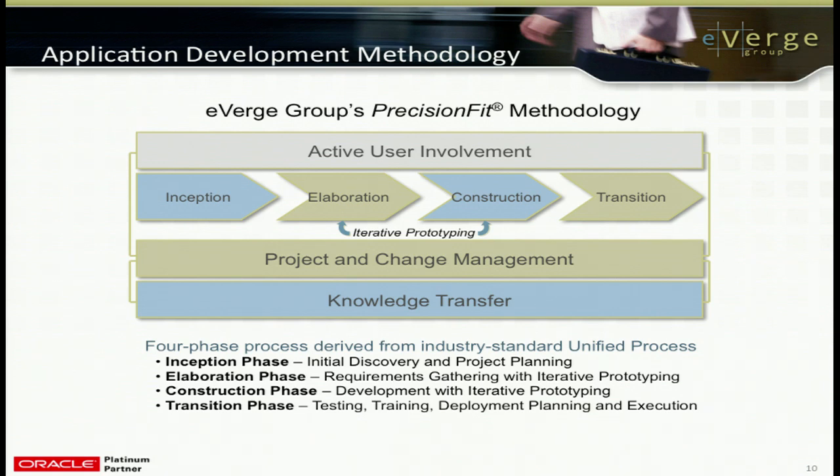Now, there's several key principles that you'll see throughout, and we're going to speak throughout the rest of the presentation. One is active user involvement. We've got to get users from all business segments and from all layers of the organization, from the end users to management to executives. Users have to be involved in the development of our applications.